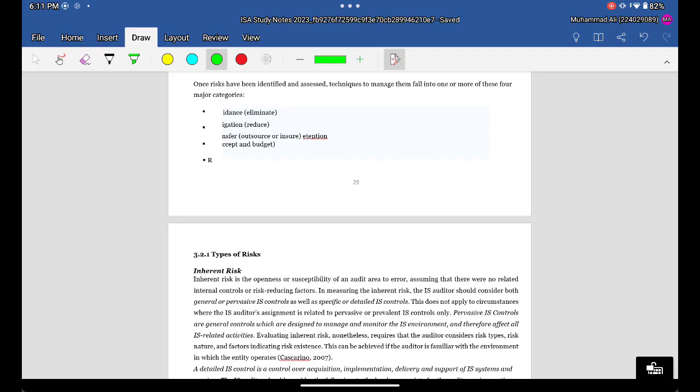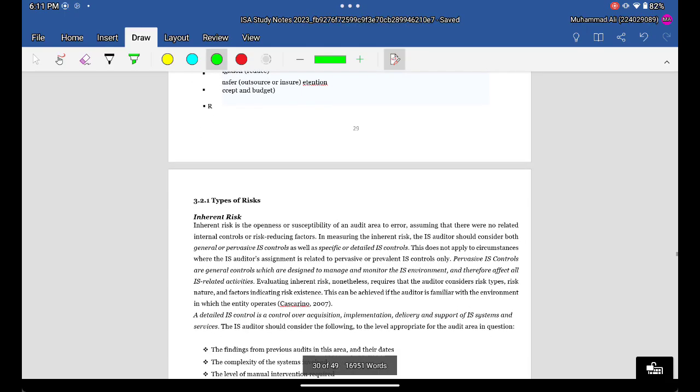The next one is transfer. So you got a risk in the business, you make sure you maybe put it with an insurance company. So the insurance company will be in charge of that risk, right? And then the last one is retention. Retention means you just ignore that anything happened. You just keep the risk.